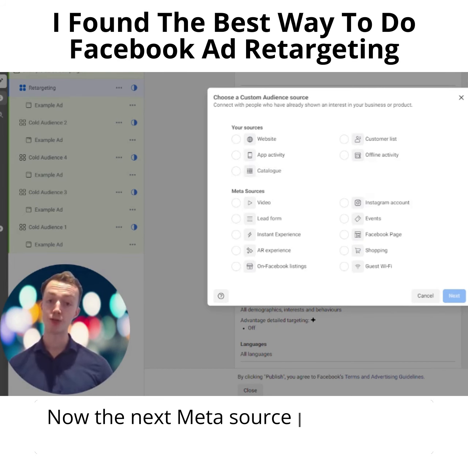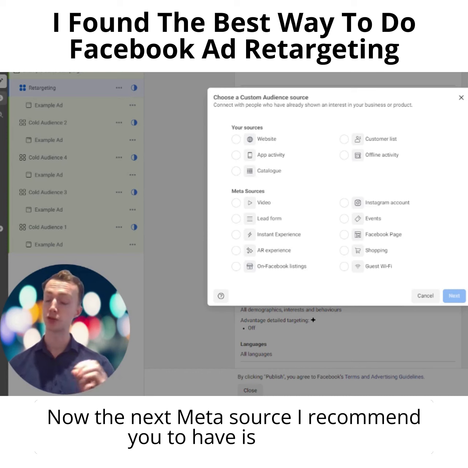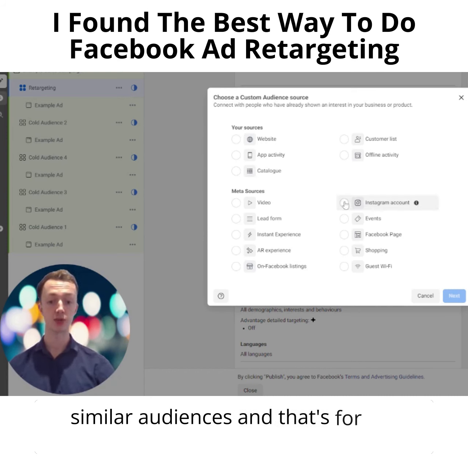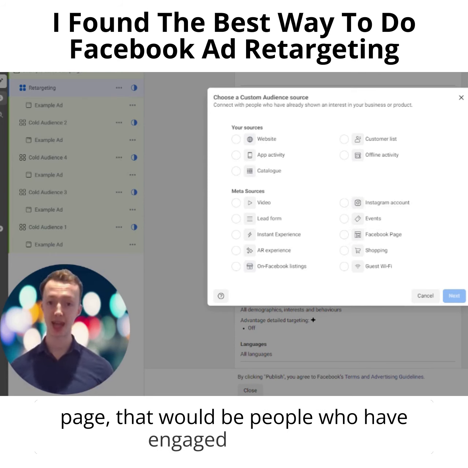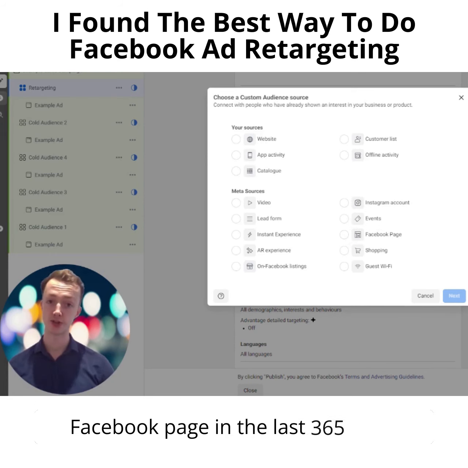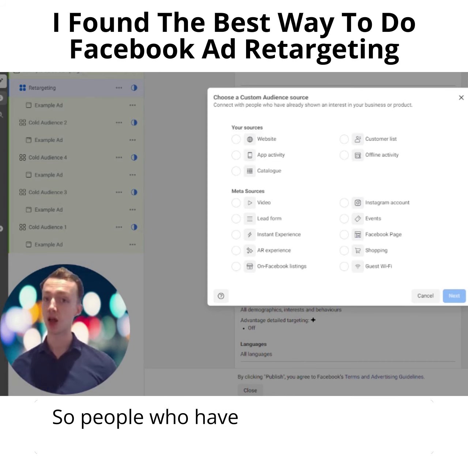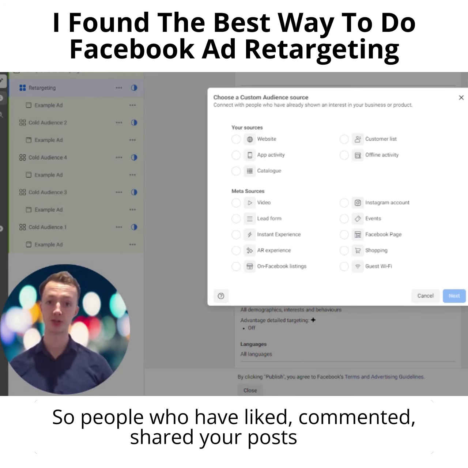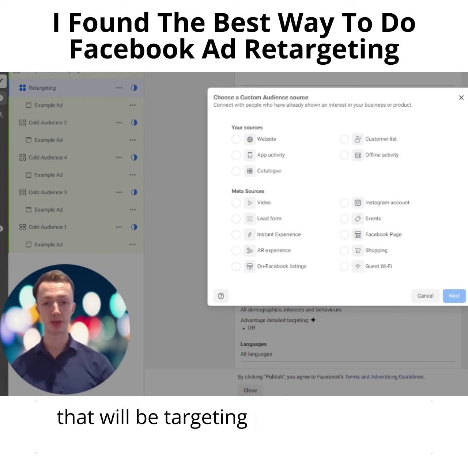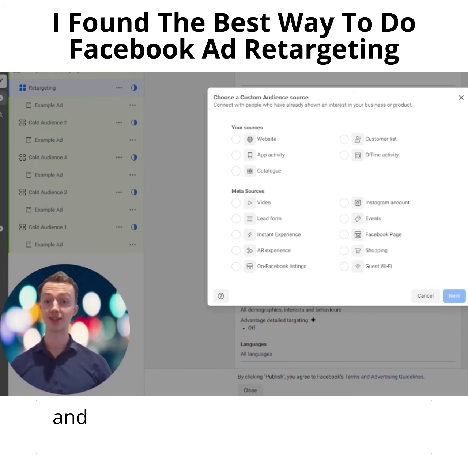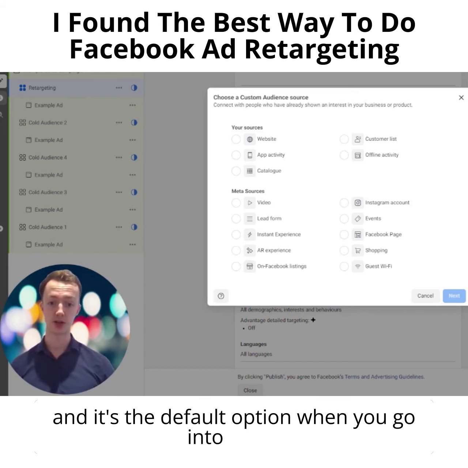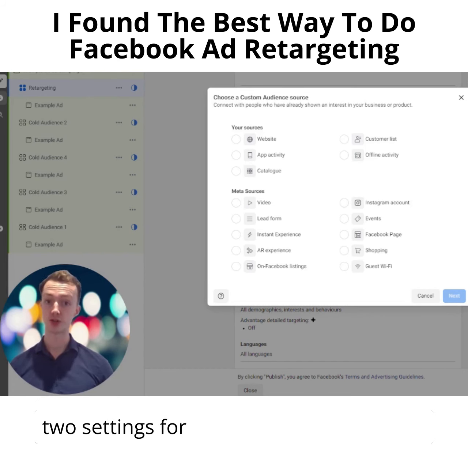Now, the next meta source that I recommend you to have is two very similar audiences, and that's for the Instagram account and Facebook page. That would be people who have engaged with your Facebook page in the last 365 days. So people who have liked, commented, shared your posts, and that would be targeting people who have done that on either Facebook or Instagram. And that is very key there, and is the default option when you go into those two settings for Instagram and Facebook.